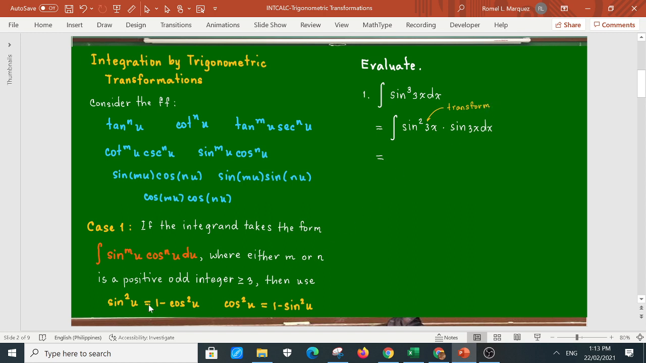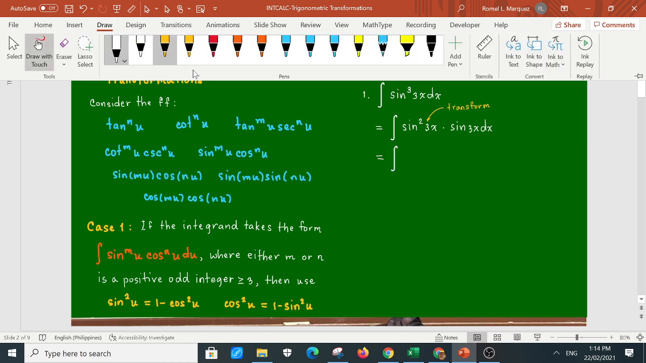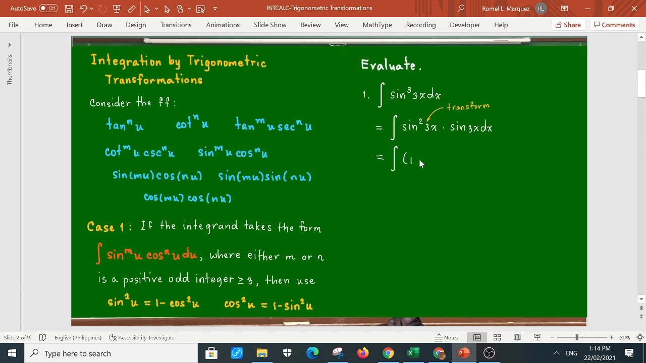What identity? 1 minus cosine squared u. But our u here is 3x. So we now have the integral of one minus cosine squared 3x. So we are now able to transform sine squared 3x in terms of this identity, in terms of cosine.